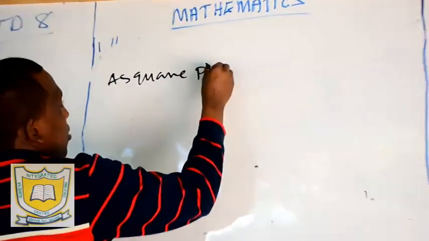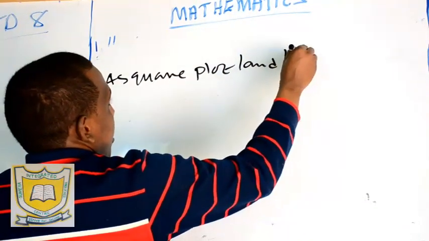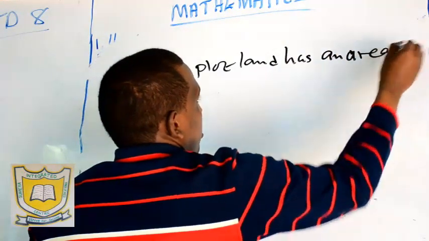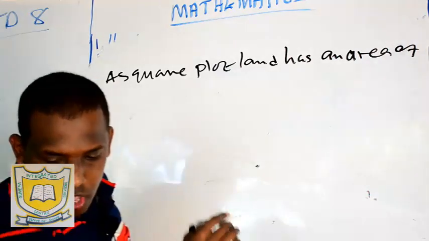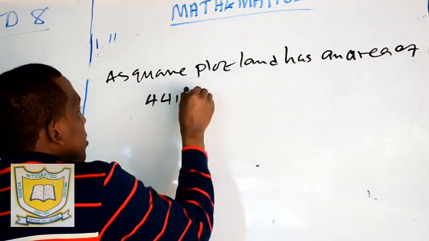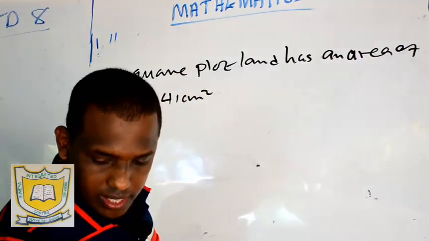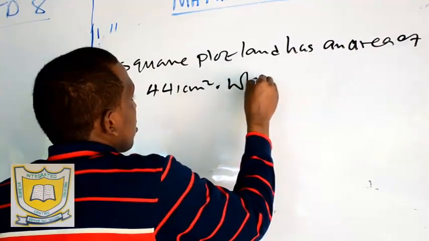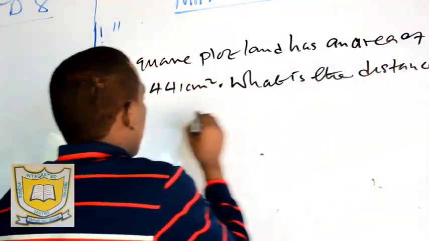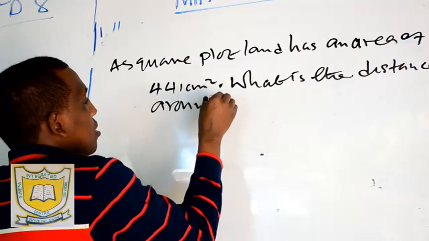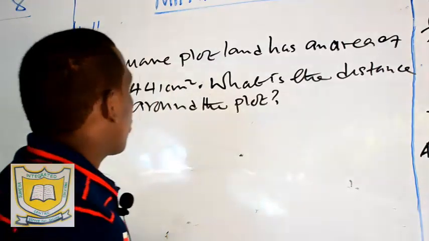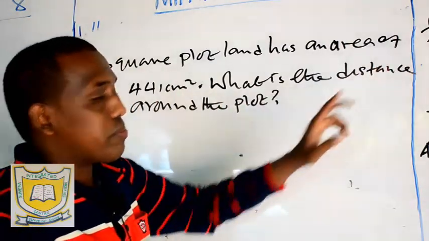A square plot of land has an area of 441 centimeters squared. Then they said, what is the distance around the plot? So they are asking for the distance, the perimeter of the square.